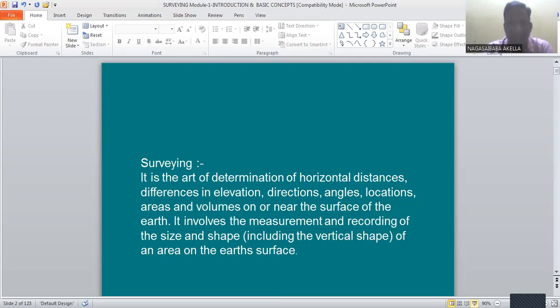It involves measurement by chain or tape and recording whatever data you collected in the field in the field books, including size and shape. That means you have to draw the drawing and enter the measurements in it according to that shape, whatever you measured, including the vertical shape. Suppose you find any elevation, you have to mention it in the vertical form of an area on the surface of the earth. So this is the definition of surveying.